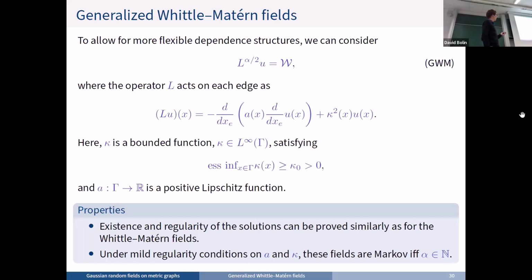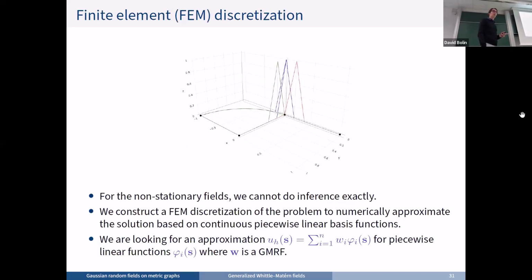So if you have a differential operator like this, then we call the solution a generalized Whittle-Matern field, and the existence and regularity of the solutions follow essentially in the same way. Also, under some mild regularity conditions on the parameters, you still get that these are Markov if and only if the smoothness parameter is an integer. Now the difference to these generalized models is that we do not, at least yet, know how to do inference for them exactly. So we do not know how to evaluate the likelihood of such a model exactly.